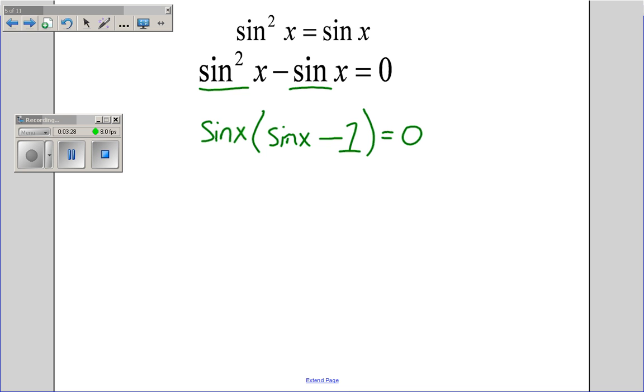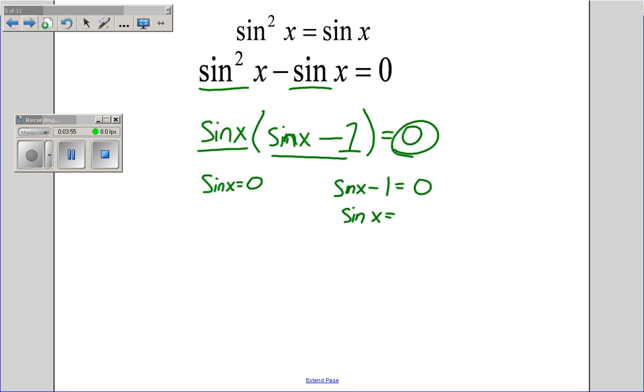Now, just like you did in algebra, just like you've done in the past, you can set each factor equal to 0. So I'm going to take sine x and set it equal to 0. Then I'm going to solve this one: sine x minus 1 equals 0, so sine of x is going to be 1.